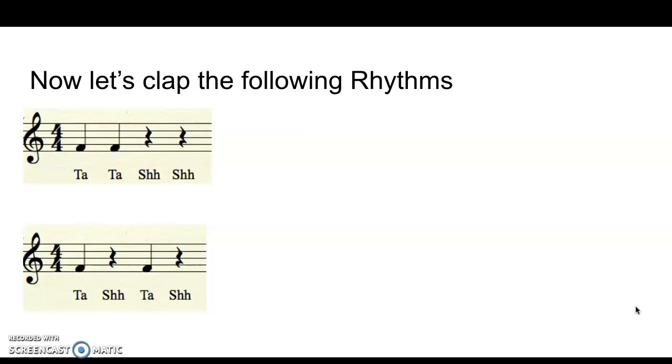Ta, ta, shh, shh. So that was the first rhythm there, and I'm going to clap it as well now, and I get a 1 bar count in. Ta, ta, shh, shh. I'm now going to have a look at the next rhythm. So it's a crotchet, crotchet rest, and again crotchet, crotchet rest. So 1 bar count in again. Ta, shh, ta, shh. And I'm going to clap that again with a 1 bar count in. Ta, shh, ta, shh.